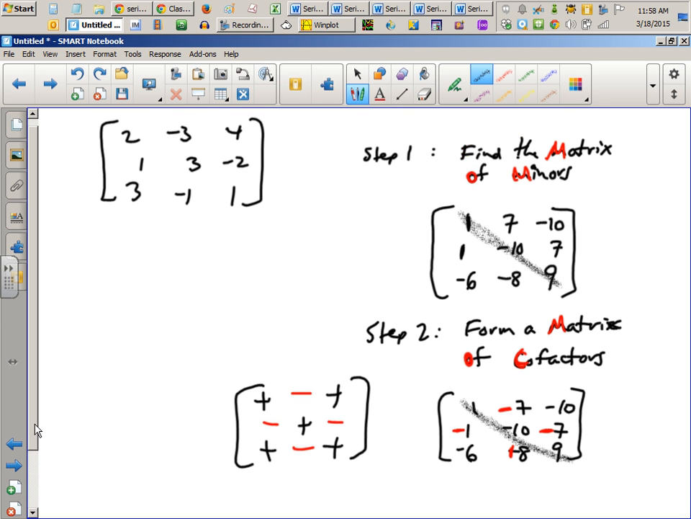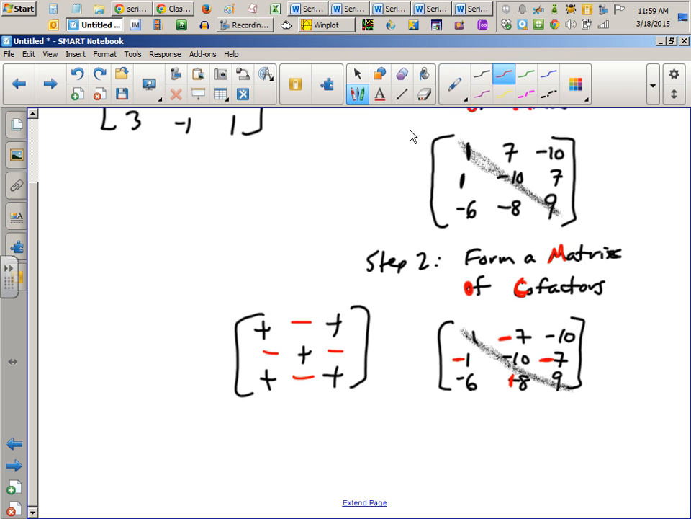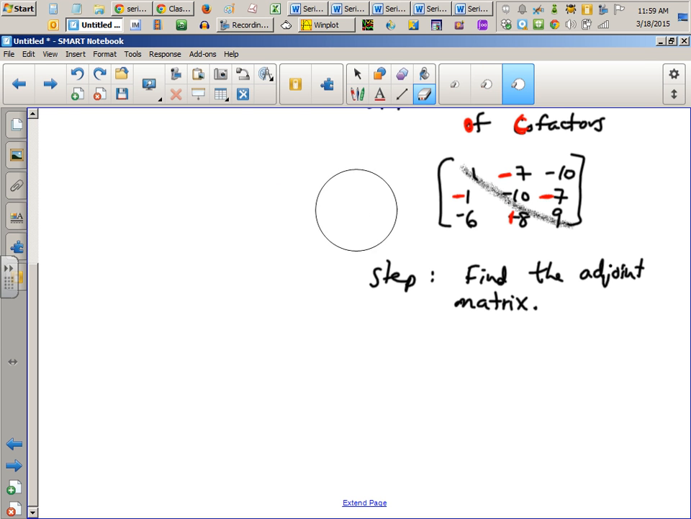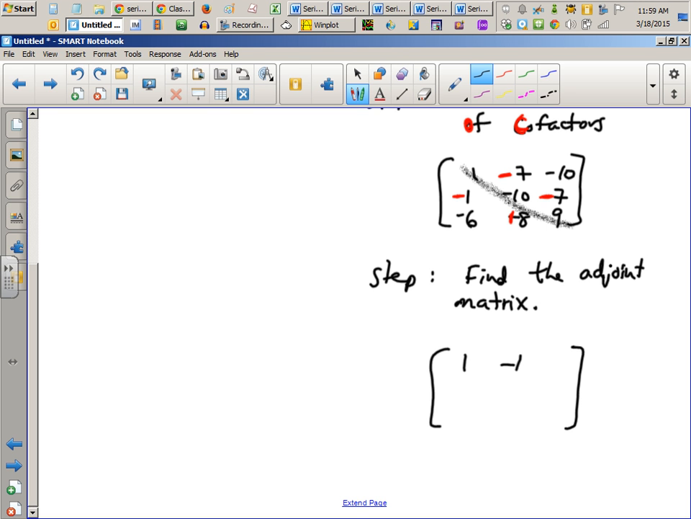All right, next step says, what? Step 3, what does it say? Find the adjoint matrix. Now, I regret to inform you, there are other names for this: transpose matrix, adjoint matrix, adjugate matrix. Listen, it's easy, whatever you call it. It's easy, easy, easy. See if you can figure out how I'm creating my adjoint matrix.